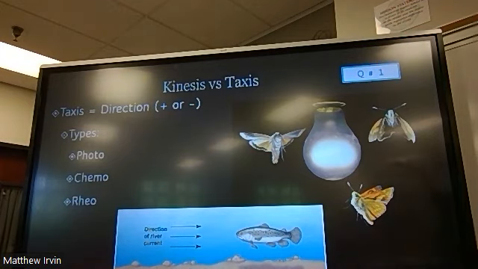And so all of these behaviors, if they are going to be beneficial, need to increase some type of benefit for reproduction.